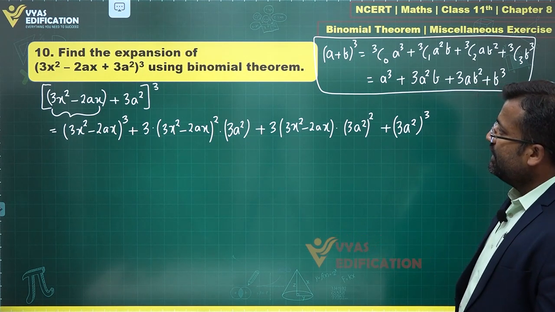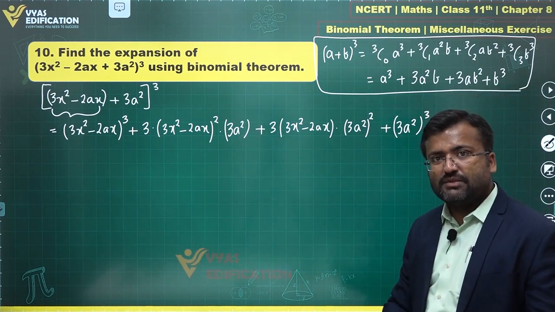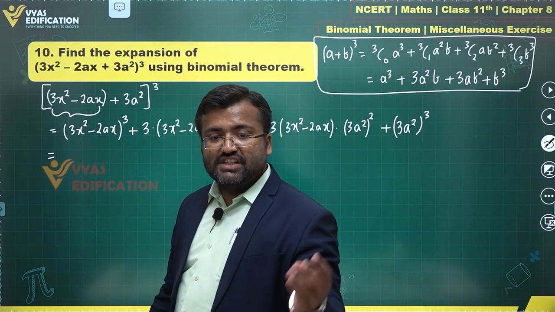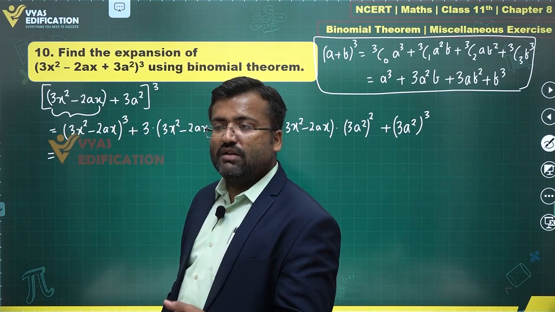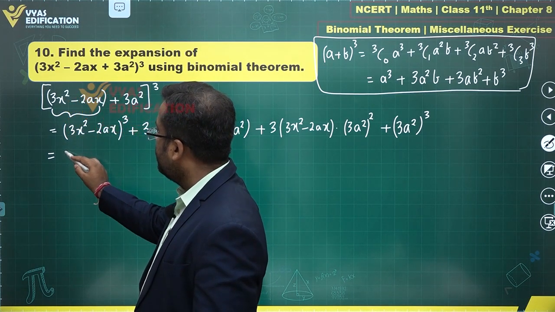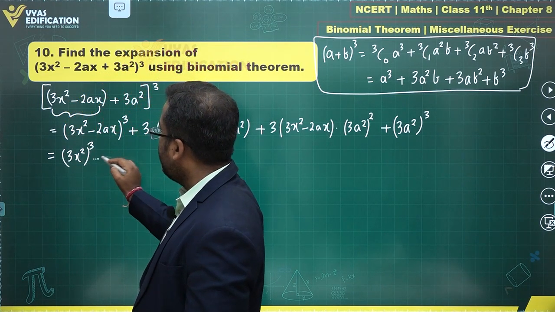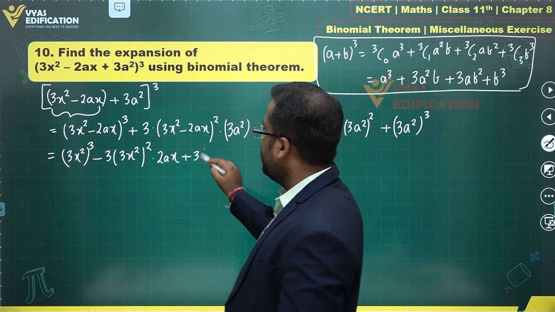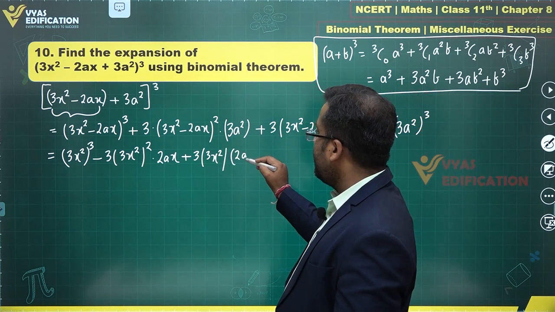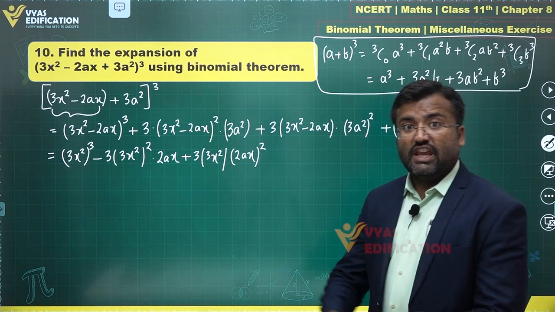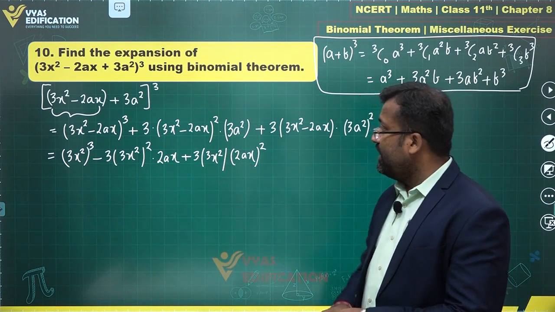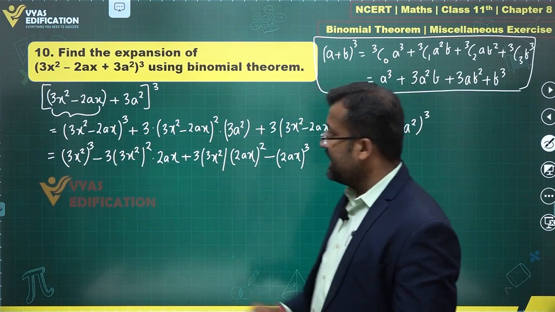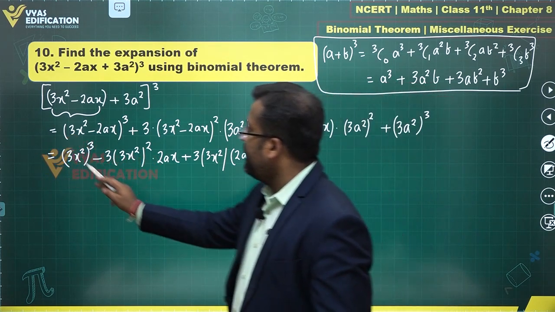What next? There's a cube over there, there's a square over here. We'll have to expand these as well. This becomes a minus b whole cube, which is a cube minus 3a square b plus 3ab square minus b cube. So this is a cube, which is 3x square power 3, minus 3 times 3x square power 2 times 2ax, plus 3 times 3x square times 2ax power 2, minus b cube, which is 2ax power 3. That's the expansion of this. Let's put it in a bracket.